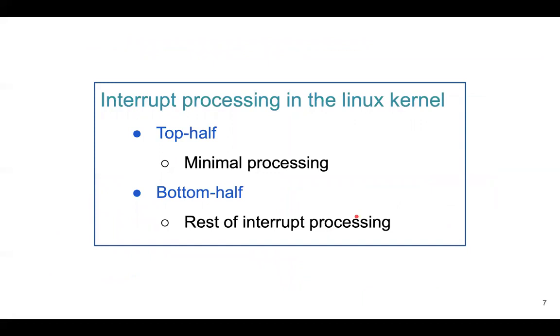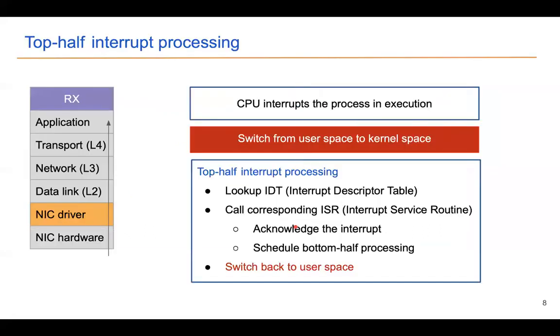The interrupt triggered by the NIC causes the CPU to pause or disrupt the process in execution. Therefore, interrupt processing in Linux is split into two parts, top half and bottom half. The top half does minimal processing so that minimal disruption is caused to the running process, whereas the bottom half does the major heavy lifting. We now describe the top half processing.